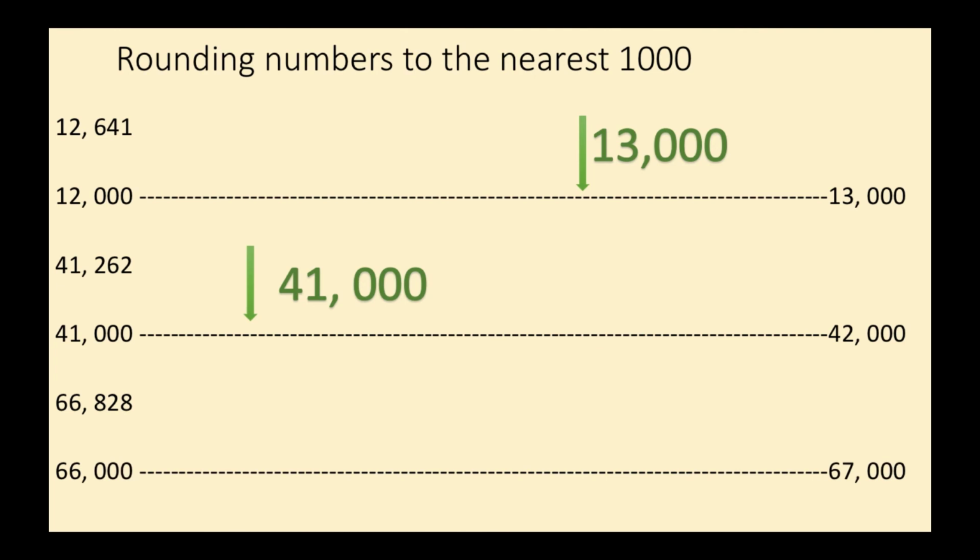66,828 is between 66,000 and 67,000. And 66,828 is almost at 67, so we're going to round it up. Again, my arrow probably could have been a bit closer to 67, more like here. We're in the 800s now.